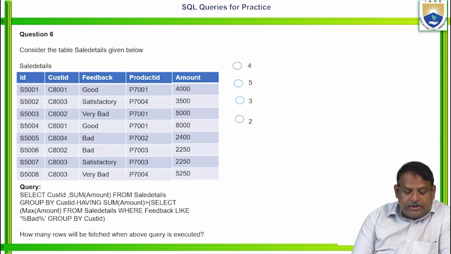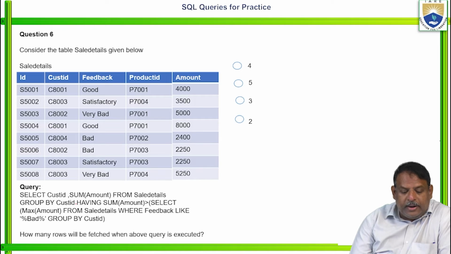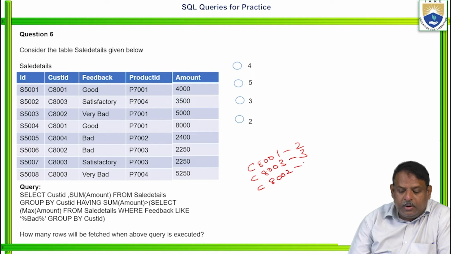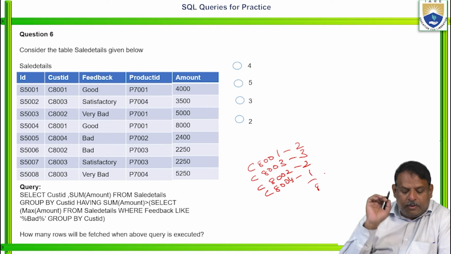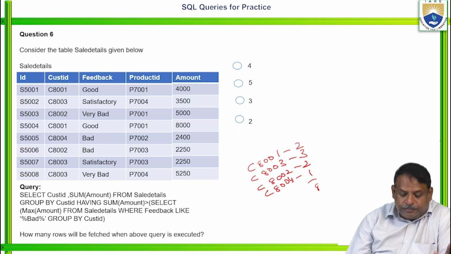First, you have to group by customer ID. Group by customer ID. So C101, 2 records are there. C103, 3 records are there. C102, there are 2 records. And C104, how many records? 1 record. Totally there are 8 records. 1, 2, 3, 4, 5, 6, 7, 8. Now 2 plus 2 is 4, 4 plus 3 is 7, plus 1 is 8 records. Satisfies.